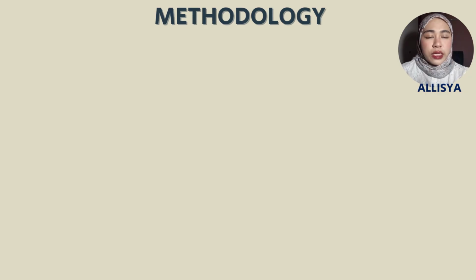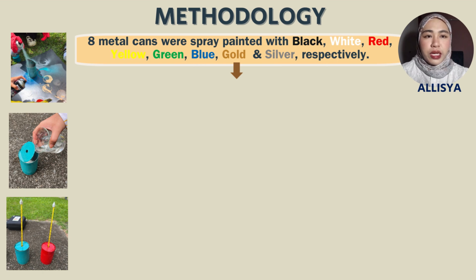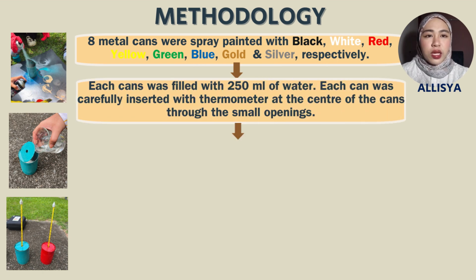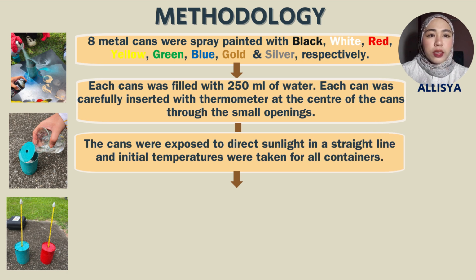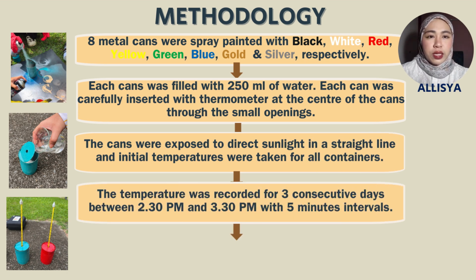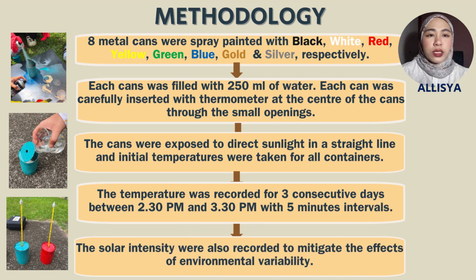For the procedure, 8 identical metal containers were painted in different colors and filled with the same volume of water. Each container was fitted with a thermometer and exposed to direct sunlight for 1 hour. Temperature readings were recorded every 5 minutes. The experiment was repeated over 3 days and average values were used for analysis. Solar radiation intensity was monitored using a solarimeter.